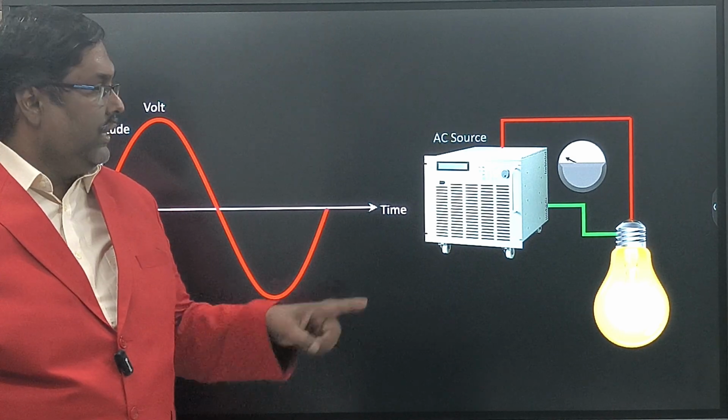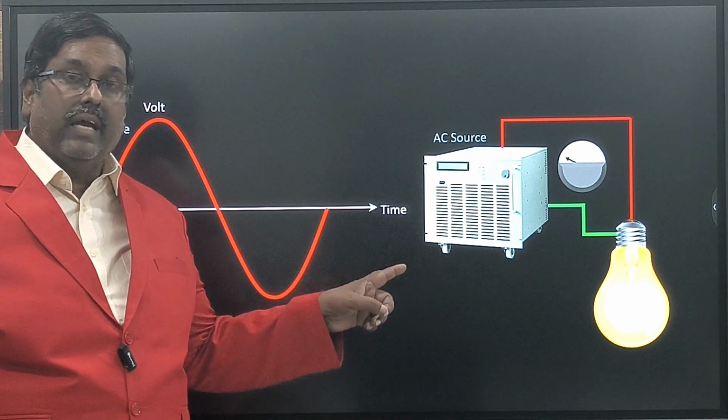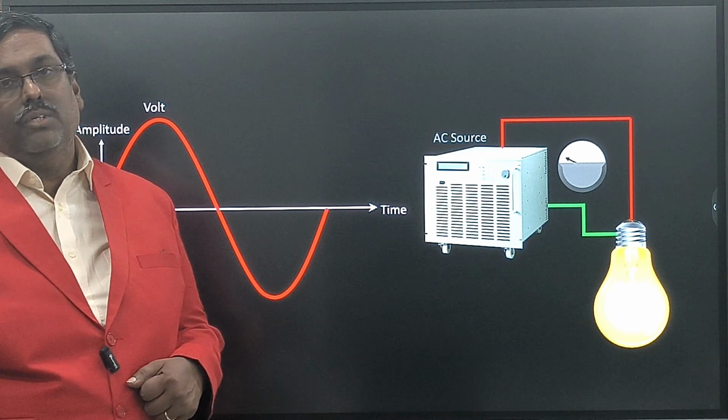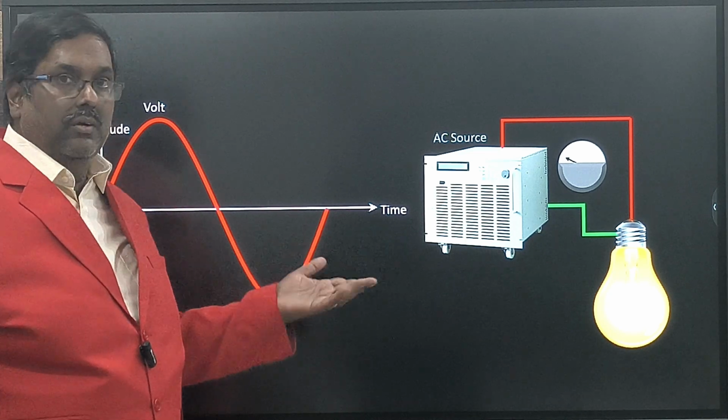Actually, it is not continuously glowing. It is switching on and off 100 times per second, 100 frequency. Per second, 100 times it is switching off and switching on. So this you have to understand.